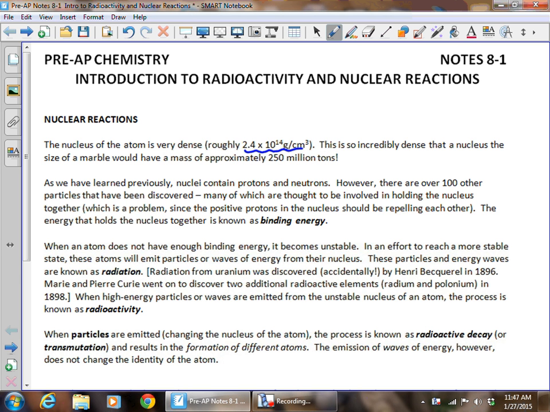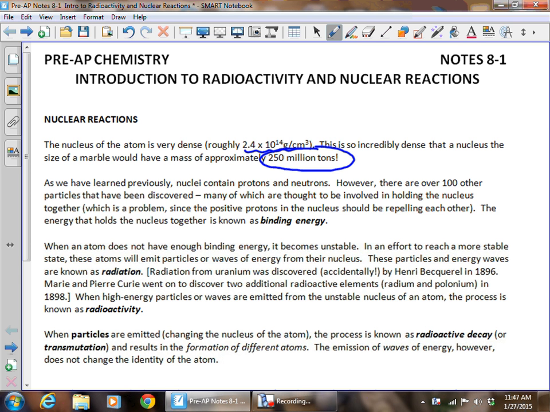Well, what does that mean? It means that if we had a nucleus the size of a marble, look at how much it would weigh. 250 million tons would be the mass of that little bitty marble. So you can see that it's incredibly dense.